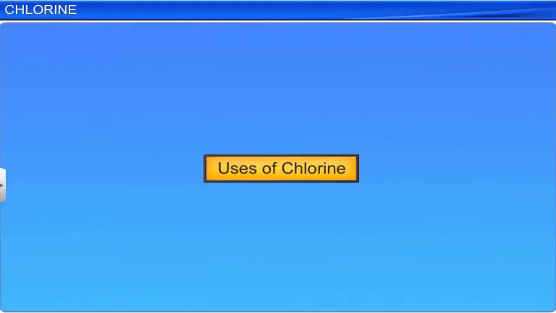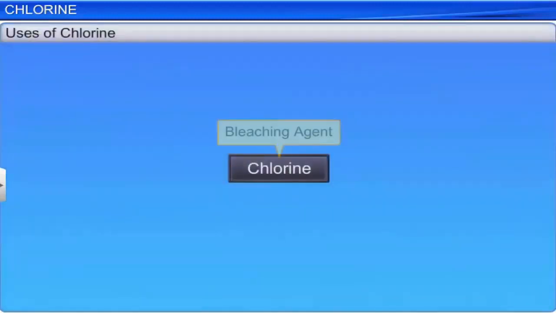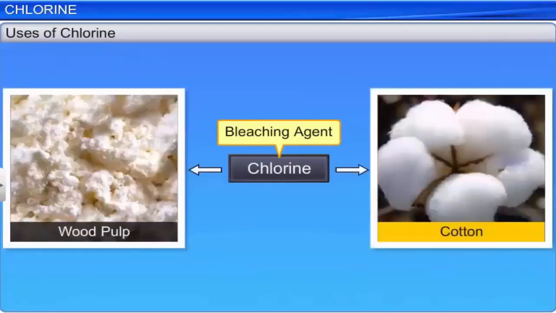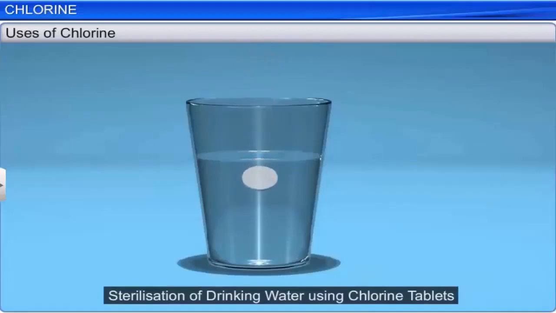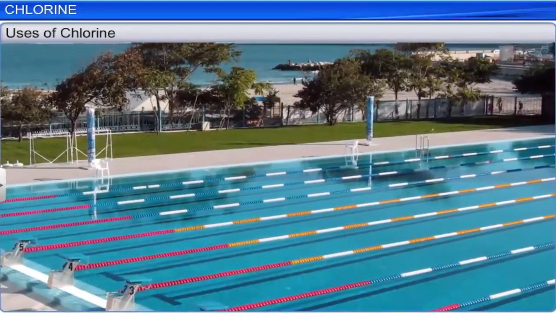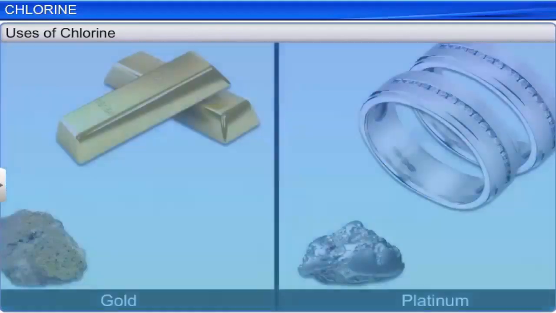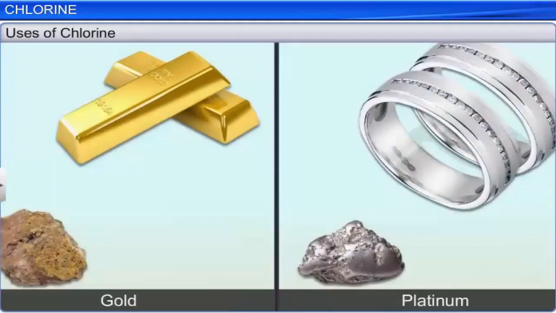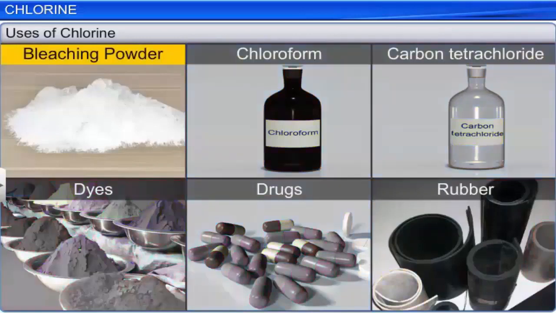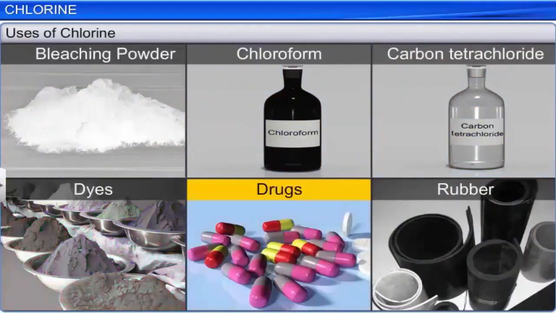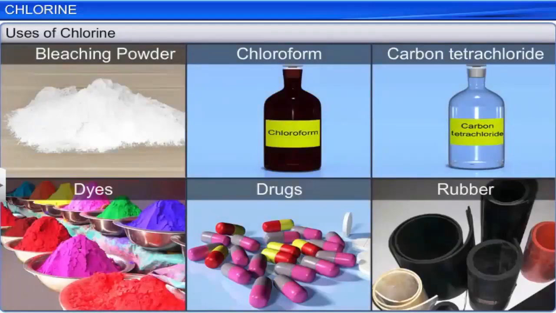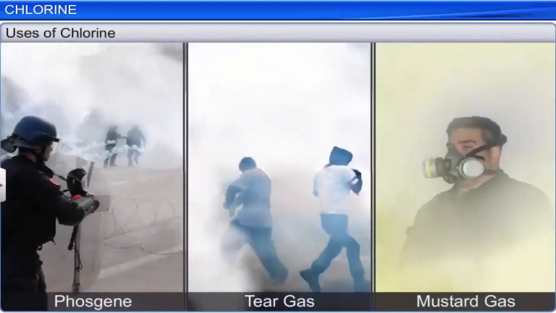Now let us look at the uses of chlorine. Chlorine is used as a bleaching agent in the wood pulp, cotton, and textile industries. To sterilize drinking water. As a germicide and disinfectant in swimming pools. In the extraction of gold and platinum. In the manufacture of bleaching powder, chloroform, carbon tetrachloride, dyes, drugs, rubber, etc. In the preparation of poisonous gases such as phosgene, tear gas, and mustard gas.